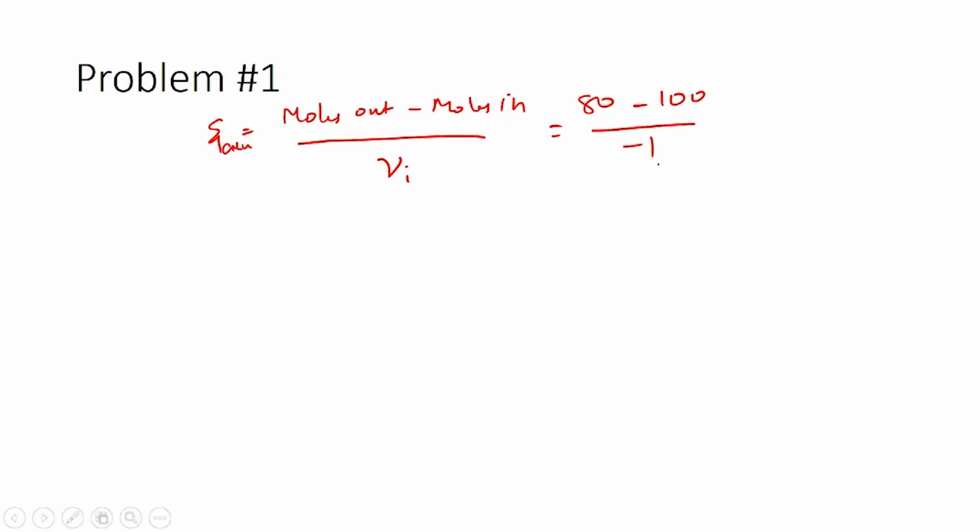So hence we can calculate the extent of reaction for glutamine as moles out minus moles in divided by stoichiometric coefficient, which would be moles out is 80 minus 100 is the moles in, divided by stoichiometric coefficient of -1, again giving you 20 moles per minute. So this would be the extent of reaction using glutamine. As we expected, the extent of reaction is the same whether we calculated using glutamine or using pyruvic acid.